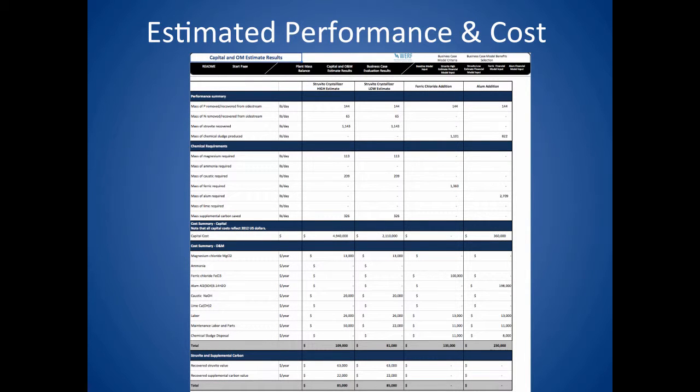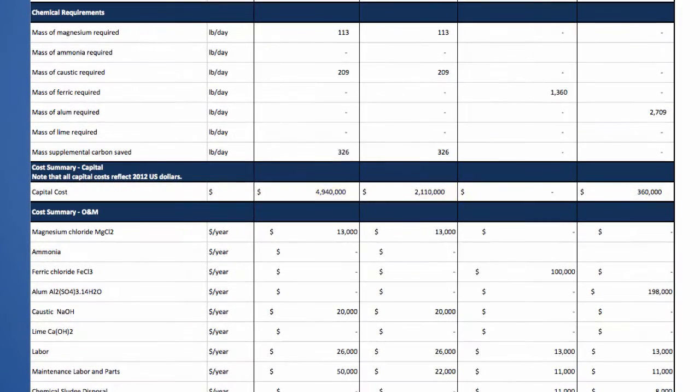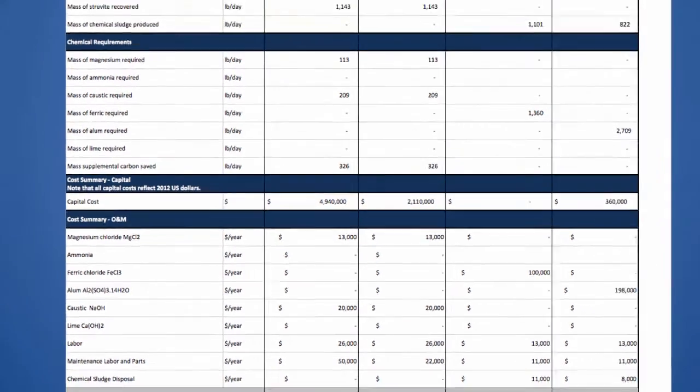The comparison table highlights the major performance and cost differences between struvite recovery systems and chemical precipitation processes. You will notice that there are two different struvite crystallizer options included in this table. This is due to the fact that there are a variety of different processes on the market today that can be used to recover struvite. The costs for these technologies vary significantly.